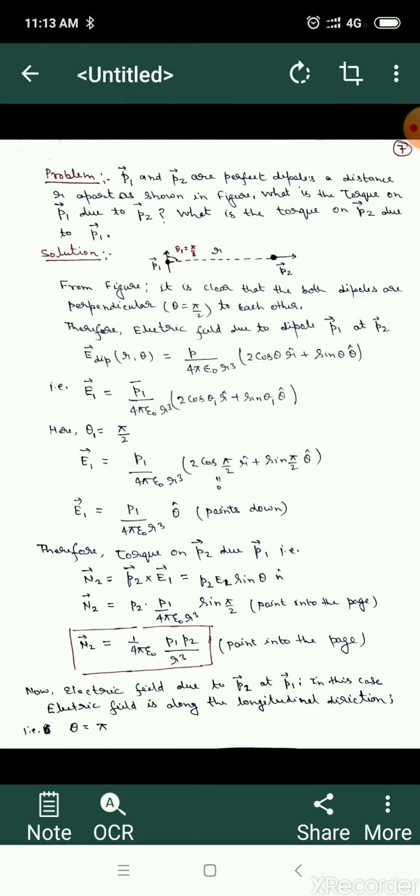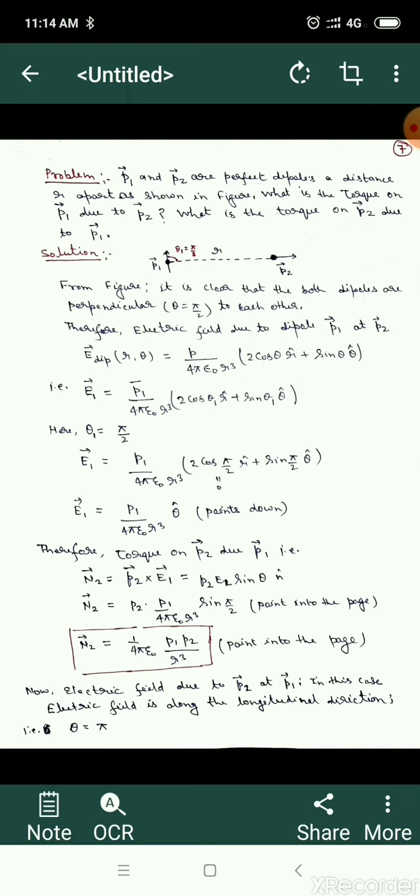So here theta 1 is basically pi by 2, because we have to calculate the electric field due to dipole P1 at P2. P1 is aligned towards the vertical direction of the page, and we have to calculate the electric field at P2 at 90 degrees. That is why theta 1 is equal to pi by 2. If we substitute theta equal to pi by 2, the first term will cancel out and the second term will remain. So E1 is equal to P1 upon 4 pi epsilon 0 r cube theta unit vector, that is basically pointing down the page. So that is the direction of E1.